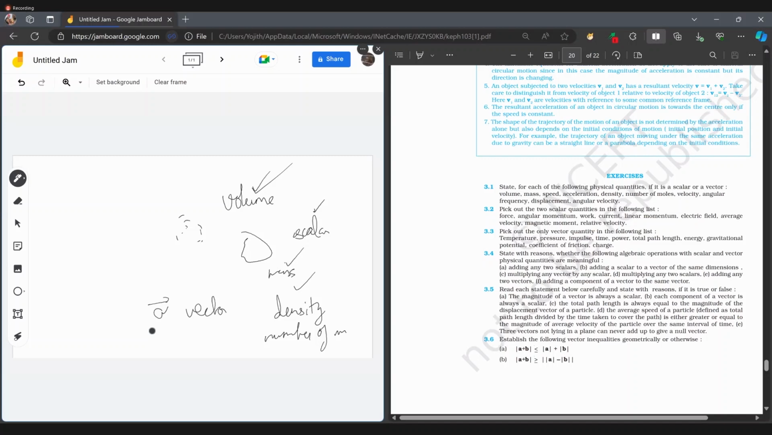Next we have: pick out the two scalar quantities in the following list. Force, angular momentum, work, current, linear momentum, electric field, average velocity, magnetic moment, and relative velocity. Okay, what do we know? Work done is equal to the dot product of force and displacement. Since it's a dot product, work is a scalar quantity.